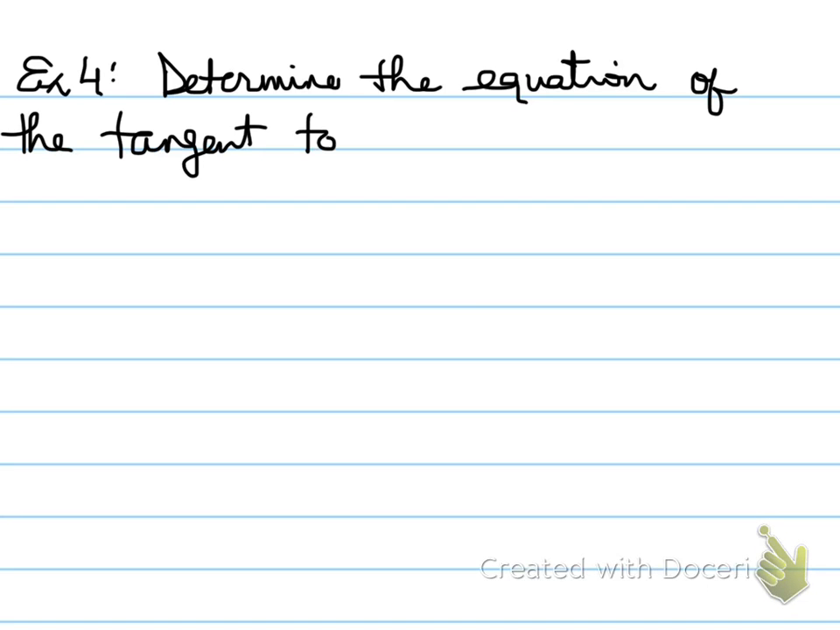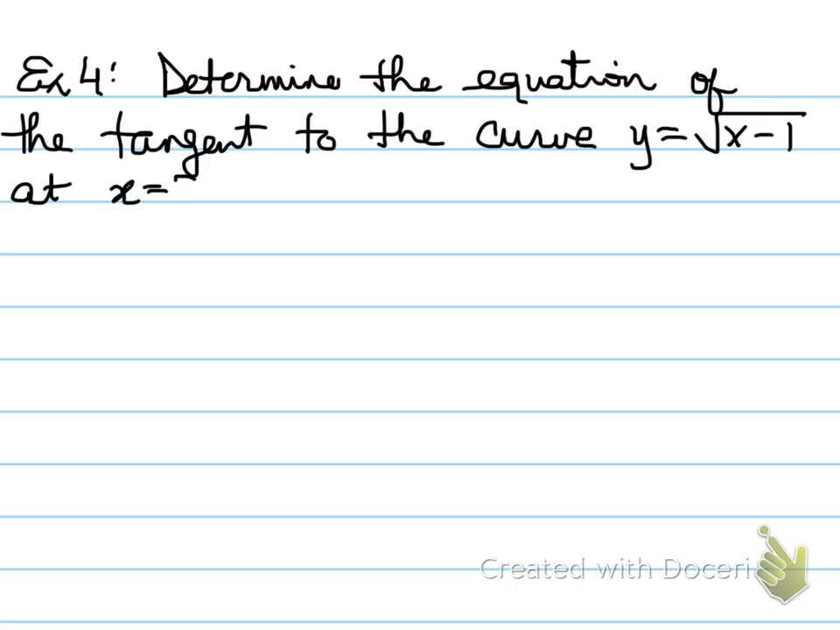Alright, video 3. Example number 4. Determine the equation of the tangent to the curve y equals root x minus 1 at x equals 5 using limits. So again, we need to find the equation of the tangent to the curve y equals root x minus 1 at x equals 5 using limits.